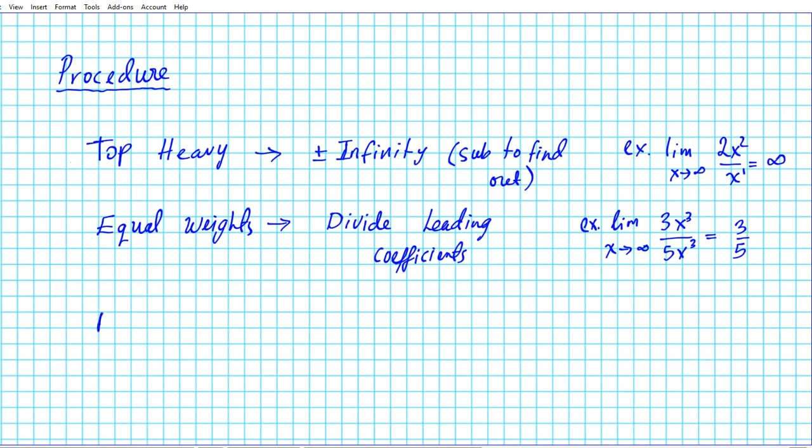The last case is bottom heavy. Bottom heavy, as you would expect, is a scenario where the degree of the denominator is greater than the degree of the numerator. In that case, your answer is always going to be 0. For example, let's say you want to find the limit as x approaches infinity of x squared over x to the 10th power. You can see that this is bottom heavy because the degree of the denominator is greater than the degree of the numerator, and your limit is automatically going to be 0.